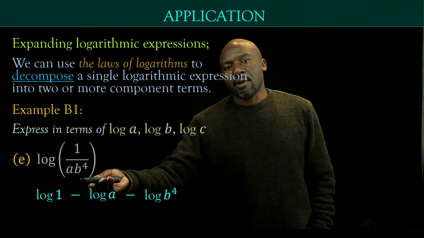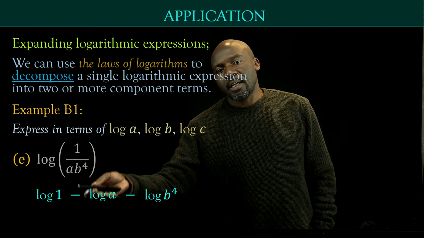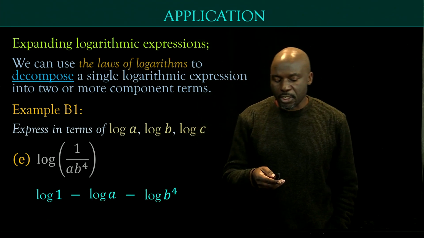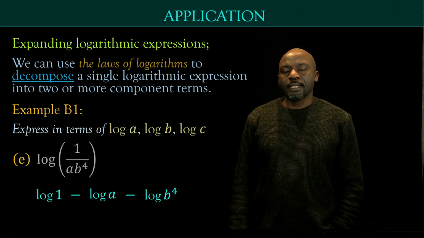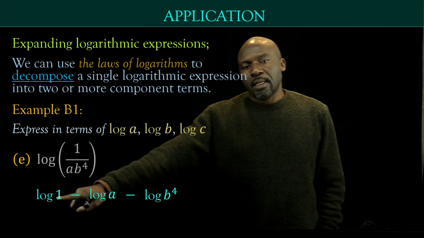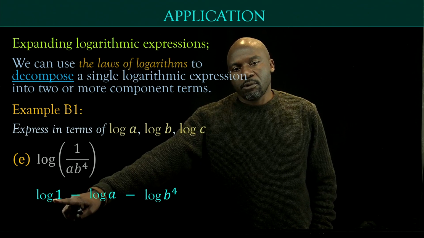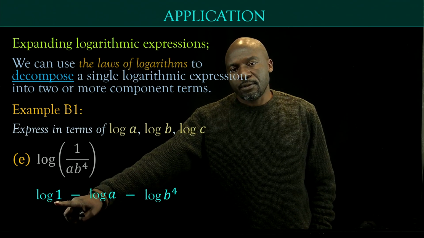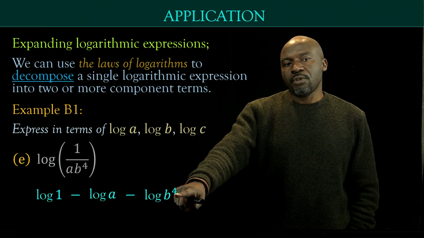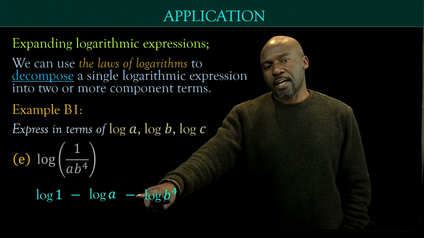So a and b to the power 4 are in the denominator. Anything that is in the denominator, we will always subtract. Anything that is in the numerator will be added. All right, now we can employ two laws here. One is the null value law, so log to any base of 1 is 0. The other one is the power law, which means we can move this 4 onto the side like that.